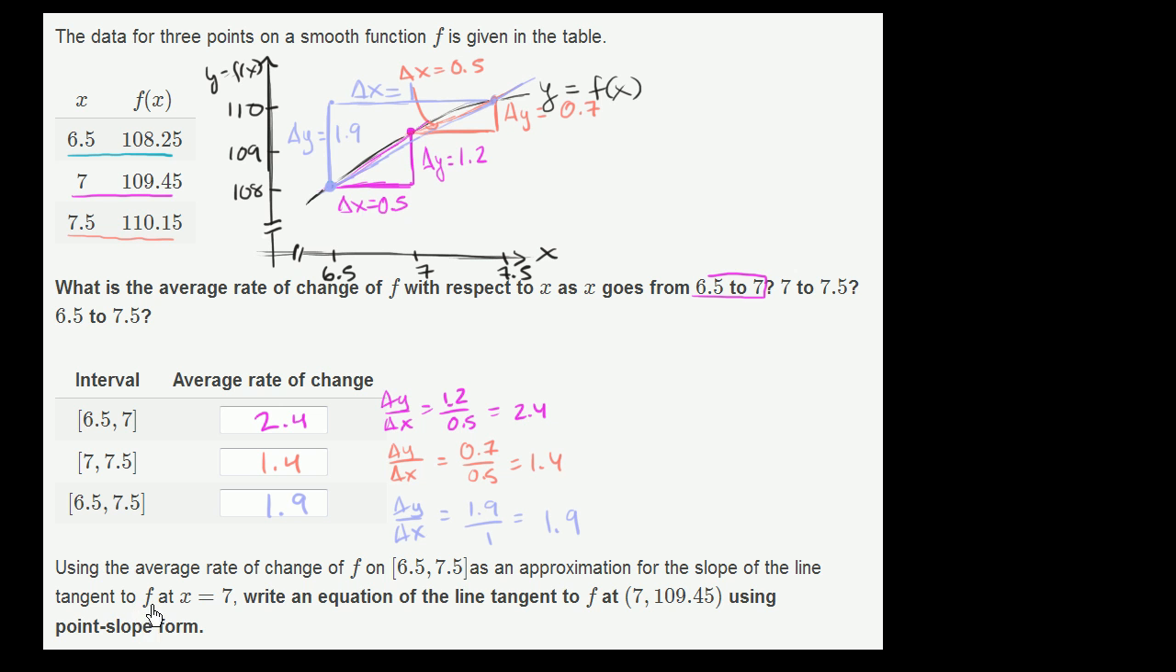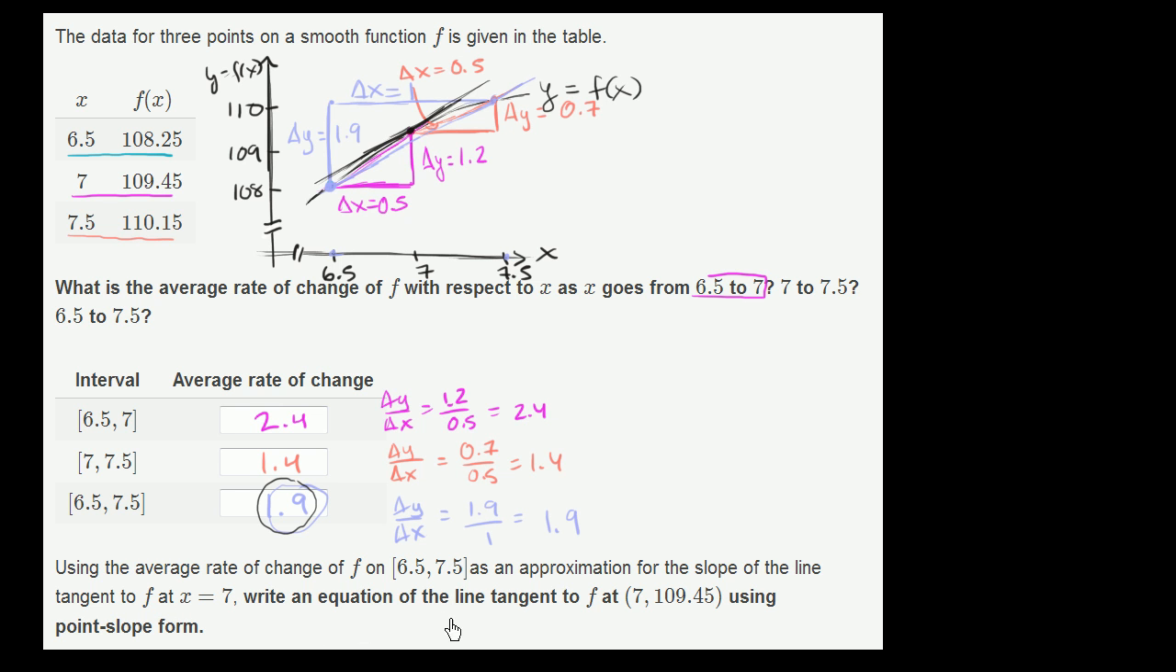Now they ask us this final question. Use the average rate of change of f on the larger interval from here to here, which we already figured out. That's 1.9, as an approximation for the slope of the line tangent to f at x equals 7. So we're trying to approximate the slope of the line tangent to f at x equals 7. So the line tangent might look something like this. And we see, at least visually, it looks like that little blue line we drew, at least the way I've drawn it, is a pretty good approximation for the slope up there. So we'll use this as an approximation for the slope of the tangent line to f at x equals 7.